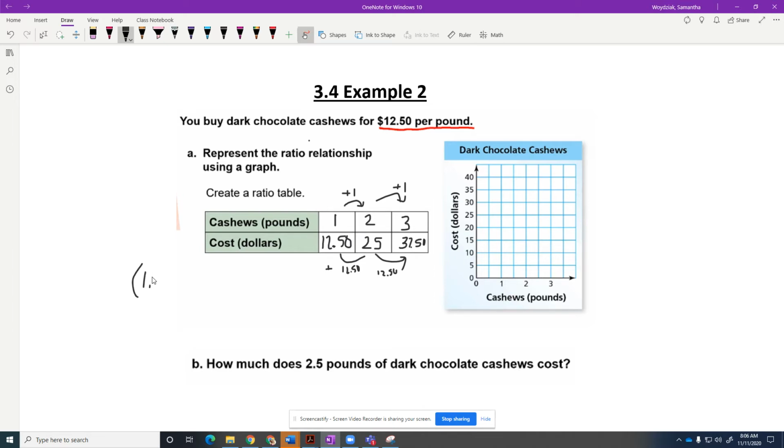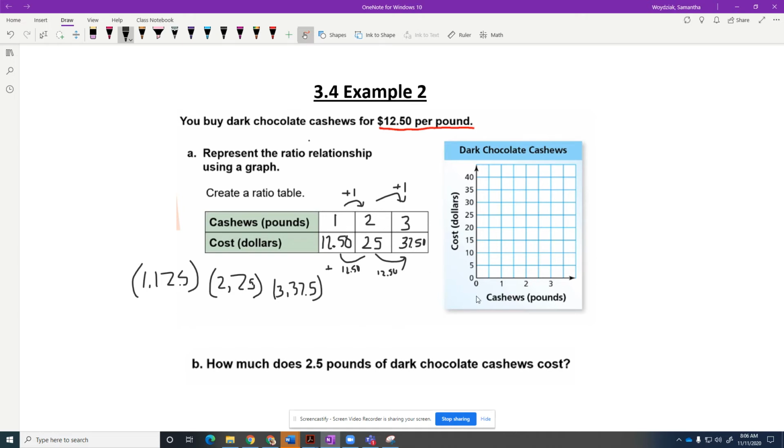are 1 and 12.5, or 12 and 5/10. And then we know we have 2 and 25. And then we know we have 3 and $37.50, or we can just say 37 and 5/10. So let's go ahead and graph those.